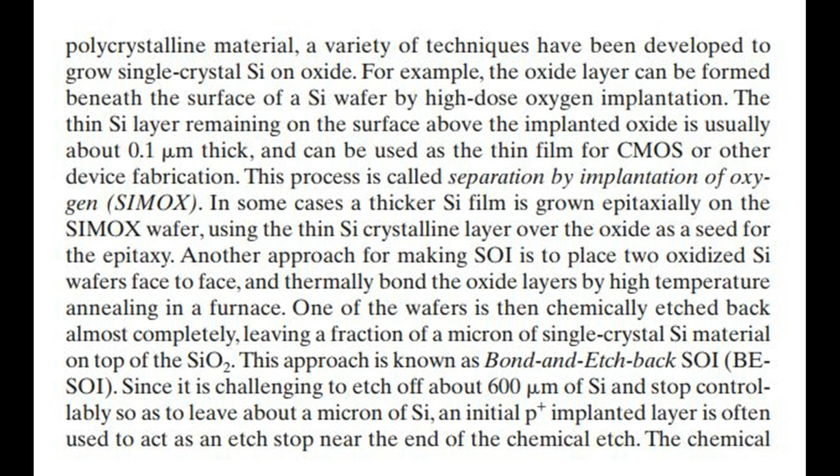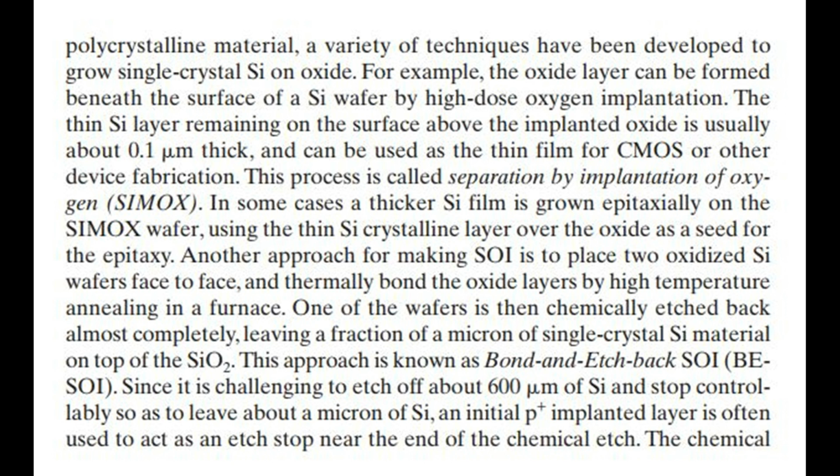Another approach for making SOI is to place two oxidized silicon wafers face to face, and thermally bond the oxide layers by high-temperature annealing in a furnace. One of the wafers is then chemically etched back almost completely, leaving a fraction of a micron of single crystal silicon material on top of the silicon dioxide. This approach is known as bond and etch back SOI, BESOI.